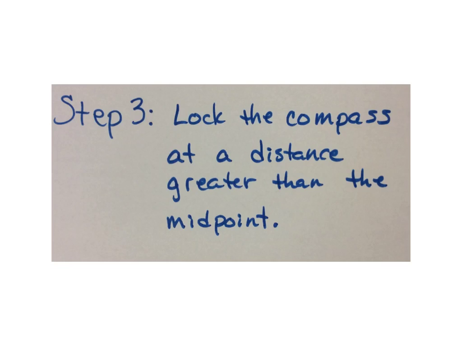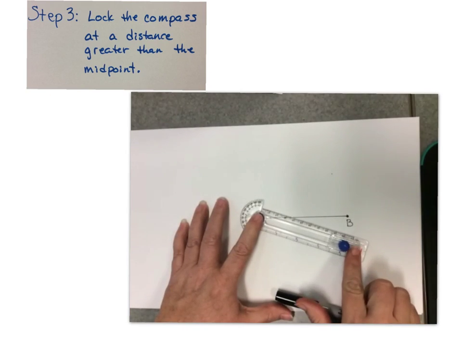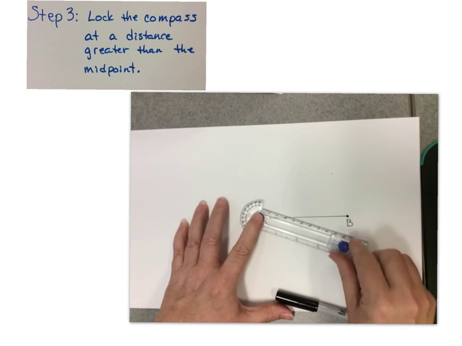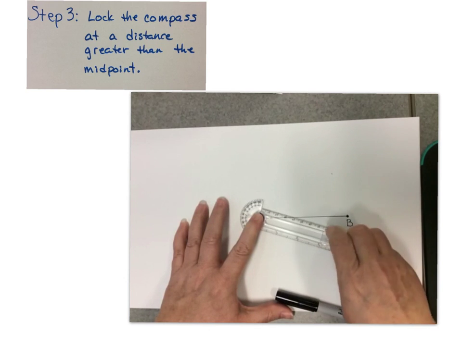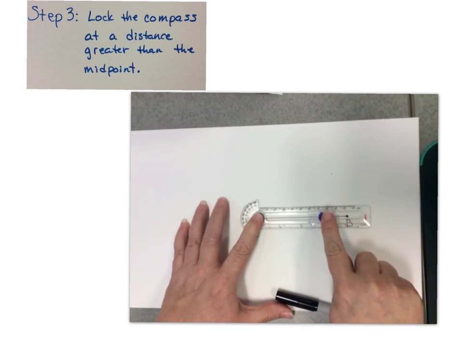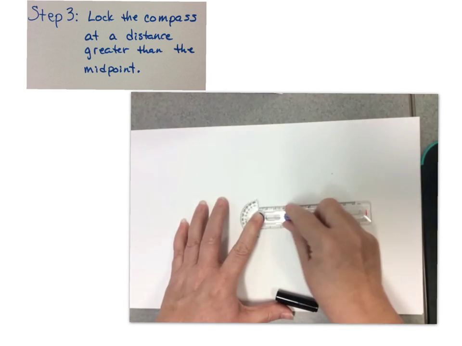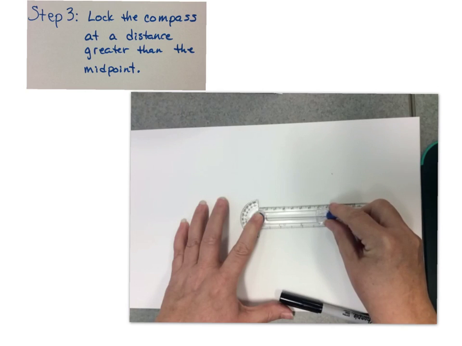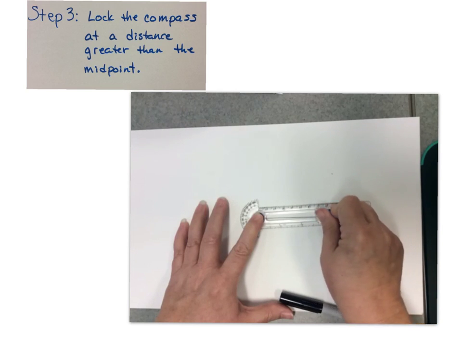Step 3, lock the compass at a distance greater than the midpoint. This part of the compass moves freely as long as it's not locked, so make sure it's not locked, open it up, and it moves freely. You need to be greater than halfway, greater than the midpoint. So in this case, we probably want to come out somewhere about 7 and lock it. And now that it's locked, you're good to go.